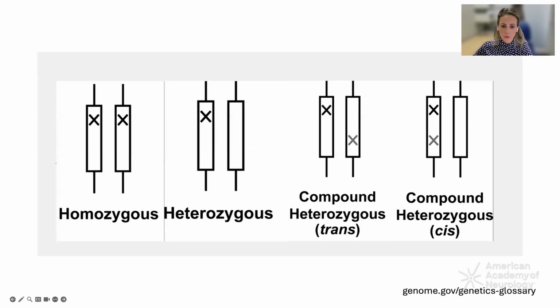You can see compound heterozygous refers to two different variants in the same gene. So when variants are on different copies of the gene, they're in trans. And when they're on the same copy, so on the same chromosome, then they're in cis. The concept of hemizygosity refers to when one variant is found on the only copy of a gene, for instance, on the X chromosome in males.